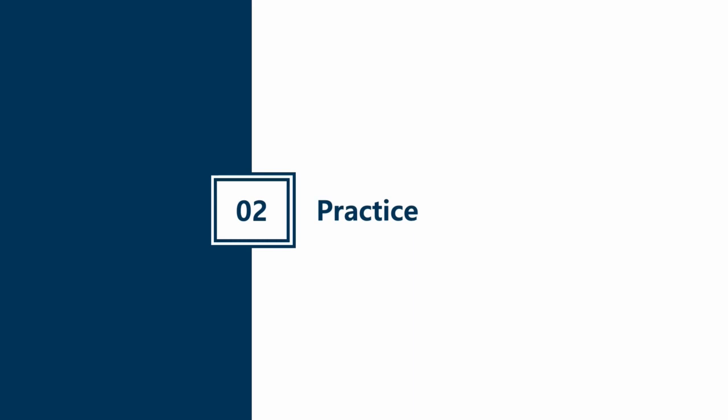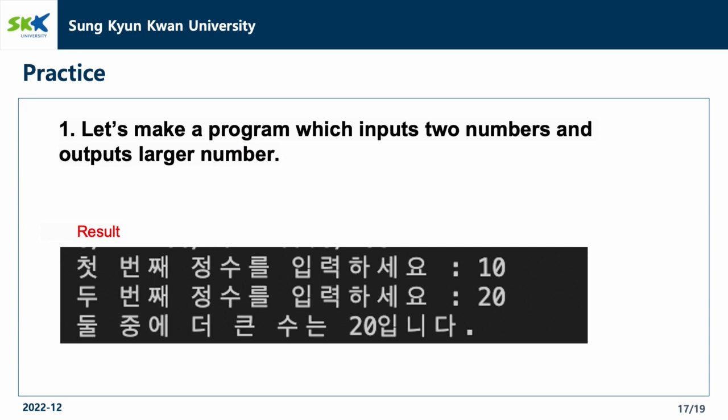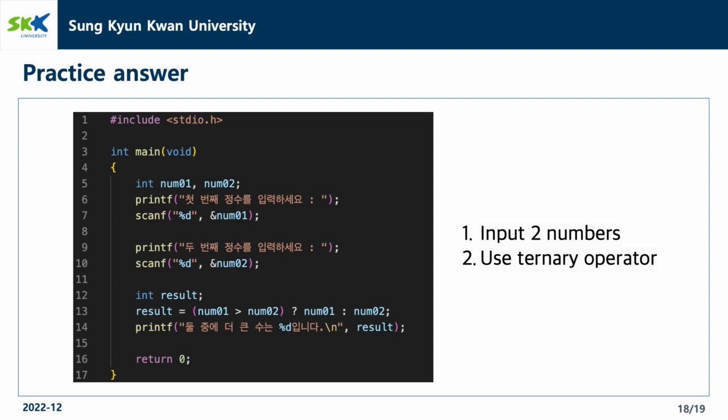Lastly, let's practice with what we learned today. The goal is to make a program which inputs 2 numbers and outputs the larger number. The first line and the second line get numbers, and then we have to print the larger number. Since we will compare 2 numbers, we will declare 2 integer variables, num01 and num02. Then we will print the message with the printf function.